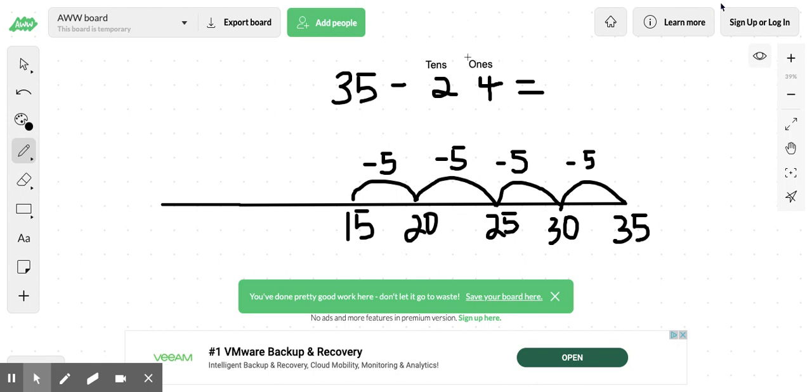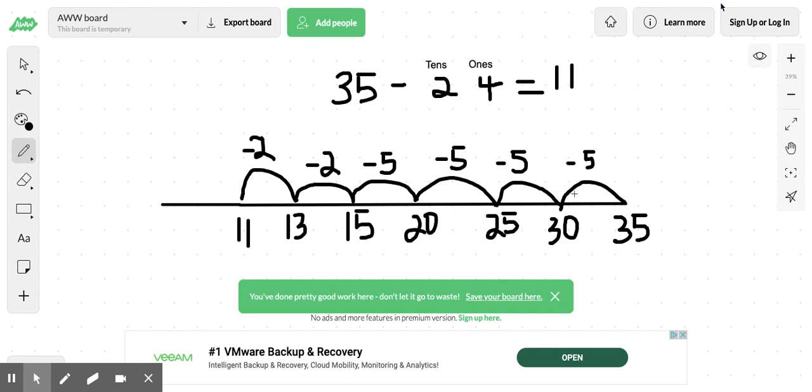Now we need to subtract our 1s. So let's take a look over here. We can go down by 2. That's going to give us 13. And then again, we can go down by 2 more. And that's going to give us 11. Our answer is 11.